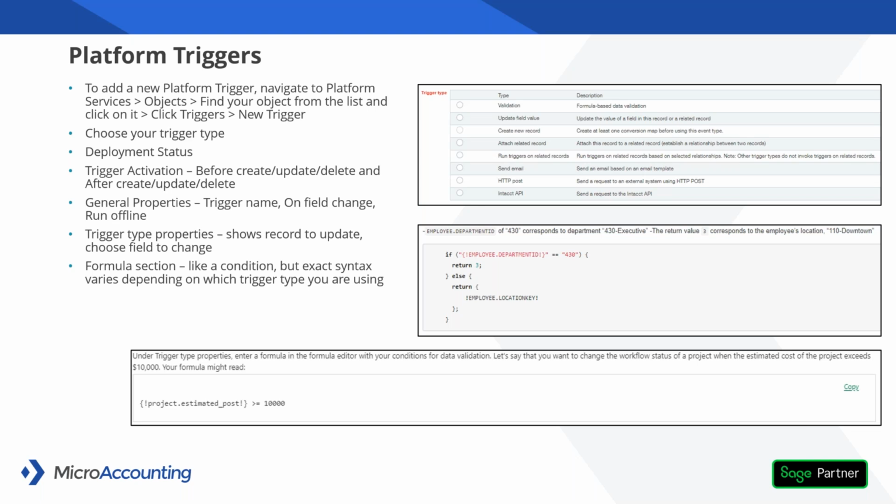For this example, this is for a data validation trigger. This is going to be a pretty basic formula that you can use. In this instance, they want to change the workflow status of a project when the estimated cost of the project exceeds $10,000. So they are checking this project object and the estimated underscore cost field, it says estimated underscore post, but I think it's supposed to be estimated underscore cost, to see if it's greater than or equal to 10,000. It's a pretty simple way of just checking that field against a number.